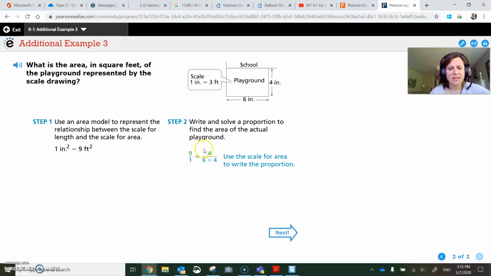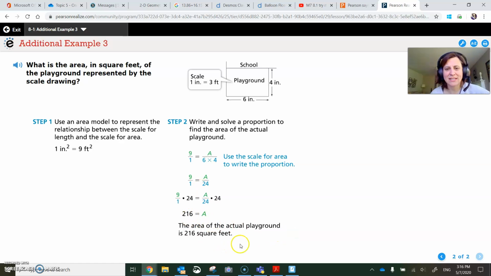So they're using this scale factor, 9 square feet over 1 square inch. The green A is the area we're trying to figure out. The area of the drawing itself is 6 times 4, which is 24. And now, if I was able to use a pen here, I would say, okay, we need to figure out what to multiply the 9 by to get A. So what would you multiply the 1 by to get 24? The answer is you would multiply it by 24. And 9 times 24 is 216. So in real life, the area of this playground is 216 square feet.